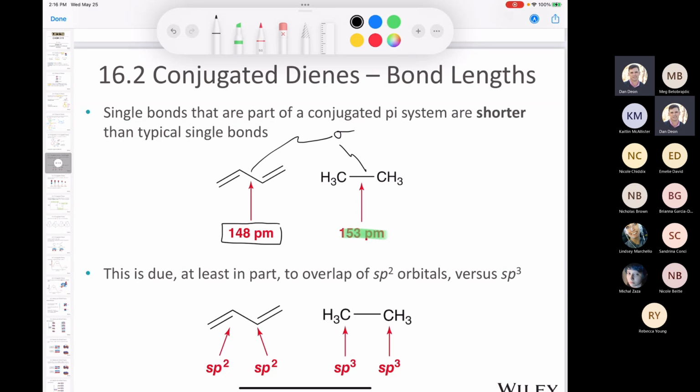Now, why would that be? Well, one possible explanation, or a partial explanation, would be due to the hybridization of the carbon atoms, wouldn't it? Right? If we look here, we have 2 sp2 hybridized carbon atoms, and we know that sp2 hybrid orbitals are a little bit smaller than sp3 hybrid orbitals. And so when the orbitals overlap to make the sigma bond, since the orbitals are smaller, that brings the carbon atoms closer together, and thus the bond would be a little bit shorter in the conjugated system.